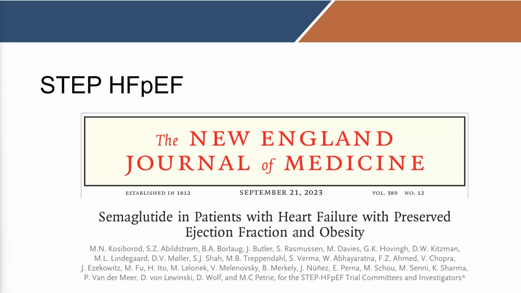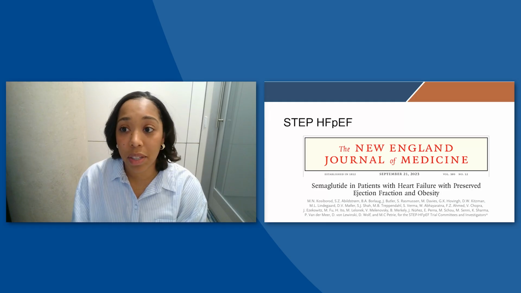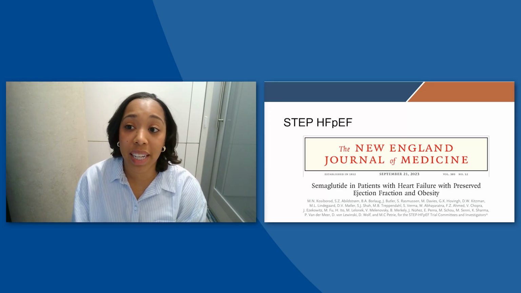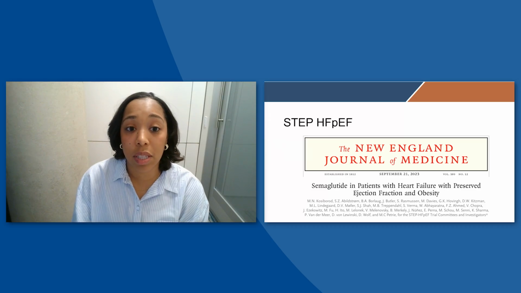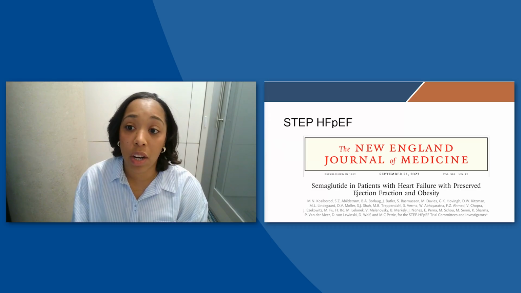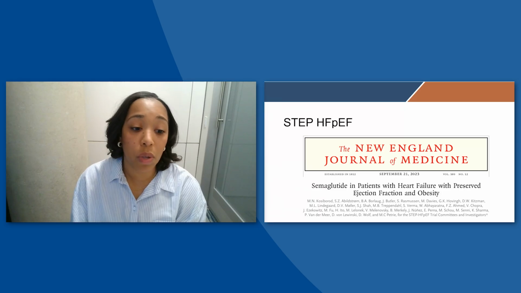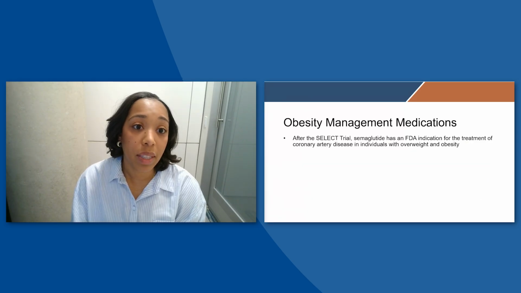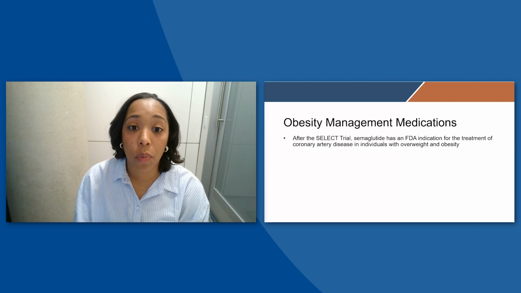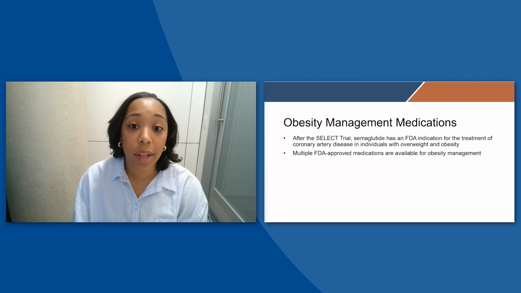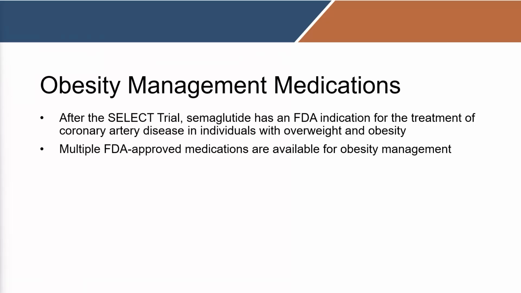Another trial, the STEP-HFpEF trial, demonstrated that semaglutide at the 2.4 milligram weekly dose had significantly improved heart failure-related symptoms, physical limitations, and exercise function, and reduced body weight compared to those in the placebo group in patients with obesity-related heart failure with preserved ejection fraction who did not have diabetes. So after the SELECT trial, semaglutide now has an FDA indication for the treatment of coronary artery disease in individuals with overweight and obesity.